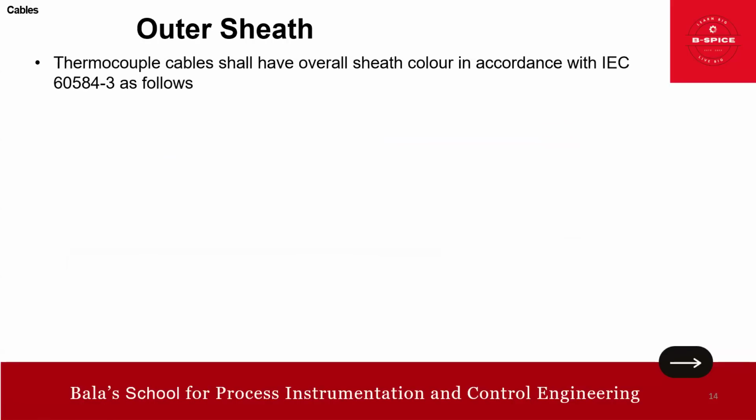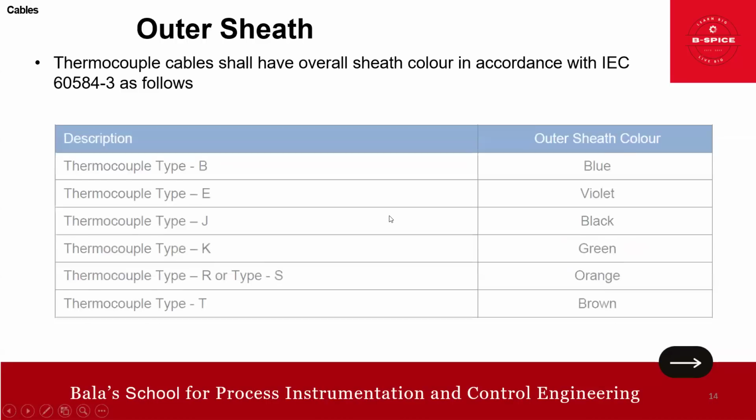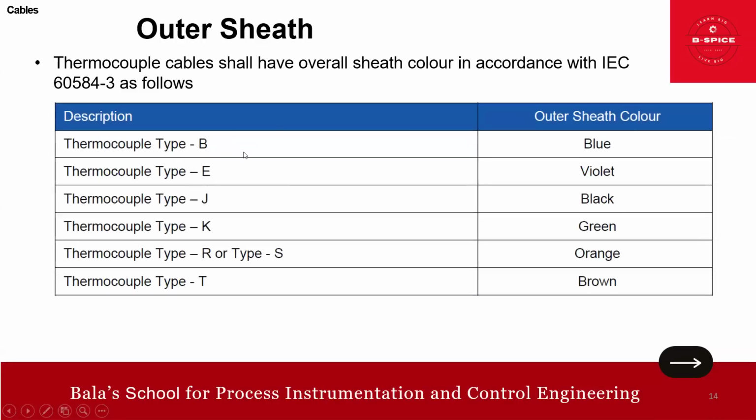Now the thermocouple. Thermocouples have an overall sheath color in accordance with IEC 60584 part 3. Type B, blue outer sheath. Type E, violet. Type J, black. Type K, green. Type R or S, orange. Type T, brown. This is the one, friends.